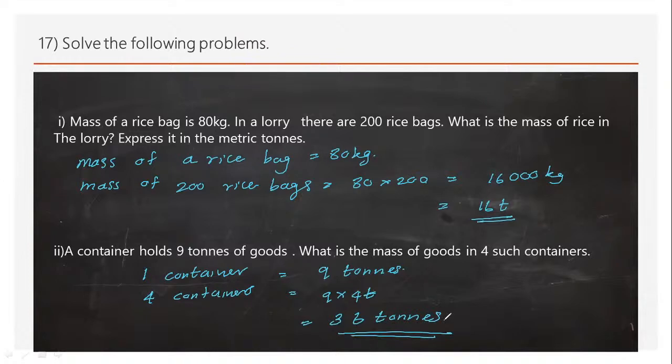Then we have to do the 18th question. That is related to number patterns. We have to find the general term here. Question number 18.